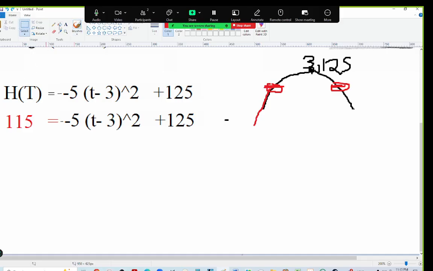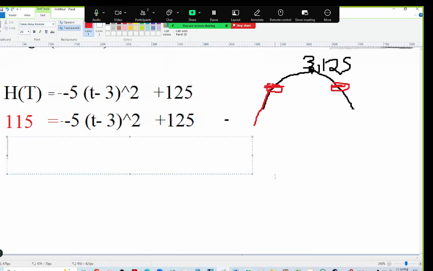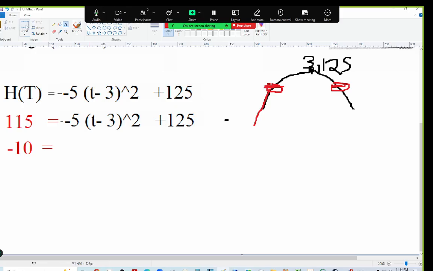Solve for me. How do I solve it? It's the same as when we solve for 0. We're trying to figure out what the T is. So you minus 125. Yep. 115 minus 125 is minus 10. Then you will want to divide by -5. Minus 10 divided by -5 is 2. And then you square root. So we have to do two things though.